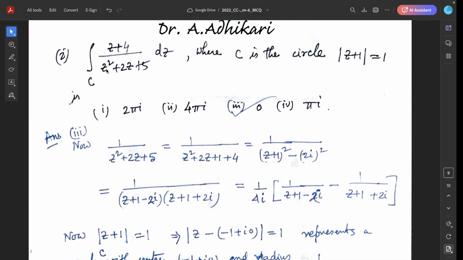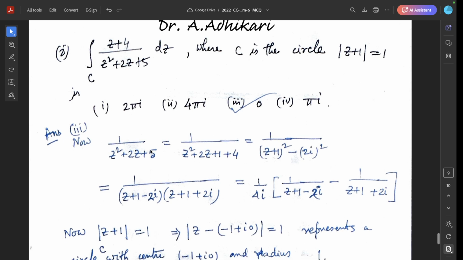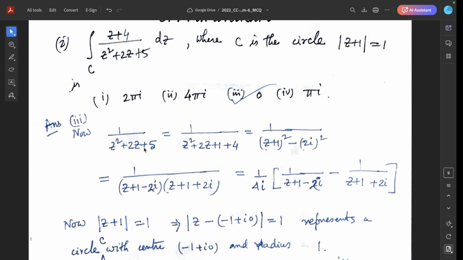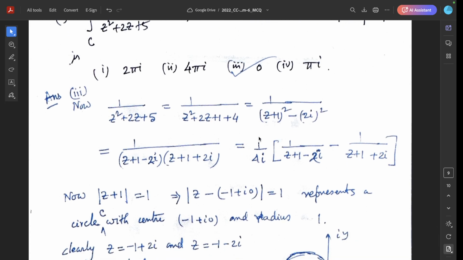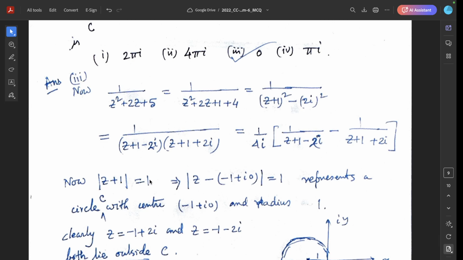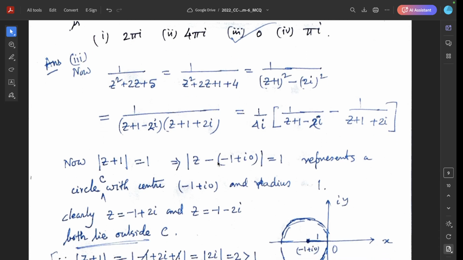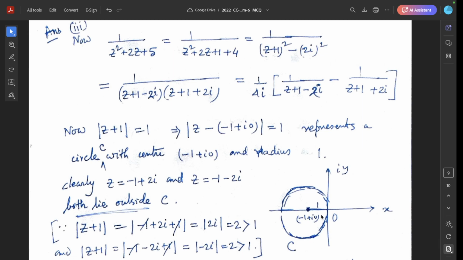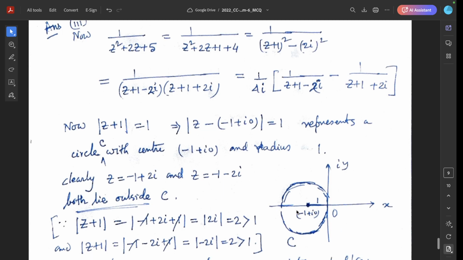Now, this denominator Z square plus 2Z plus 5, after simplification, 1 by (Z square plus 2Z plus 5) equal to 1 by ((Z plus 1) whole square minus (2i) whole square). So we can write this as 1 by 4i into (1 by (Z plus 1 minus 2i) minus 1 by (Z plus 1 plus 2i)). Now modulus of Z plus 1 equal to 1 represents a circle C with center minus 1, 0 and radius 1.